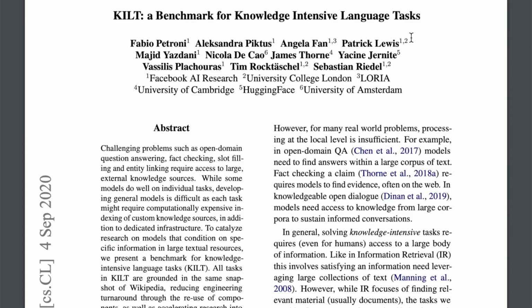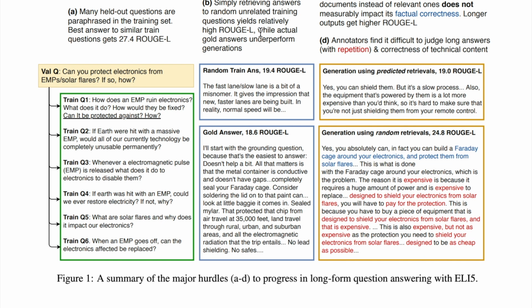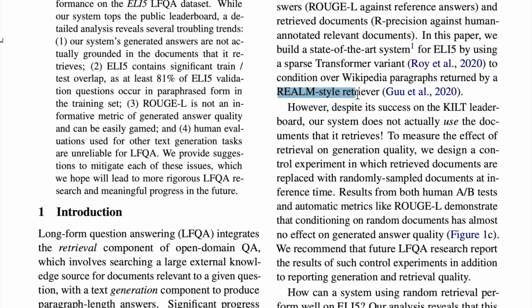The next finding is that simply retrieving random answers actually has a pretty high ROUGE score. So using this metric, the ROUGE-L score, it actually has a pretty high overlap with these random answers compared to the gold answer. So that's obviously not good. Then conditioning the answer generation on random documents instead of relevant ones doesn't improve its factual correctness. So I'm not sure if this is a product of the models they use. I think they discuss that they use the REALM-style retriever, which is similar to the retrieval augmented generation approach. It's just a different strategy of rebuilding the index during training.